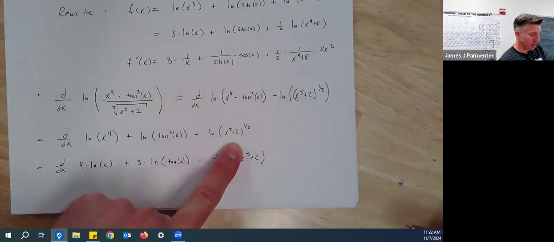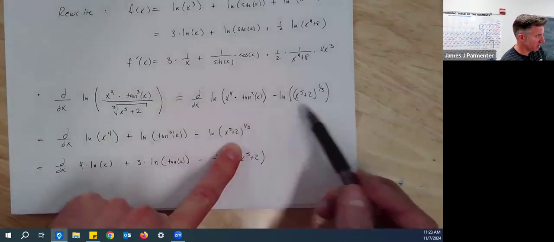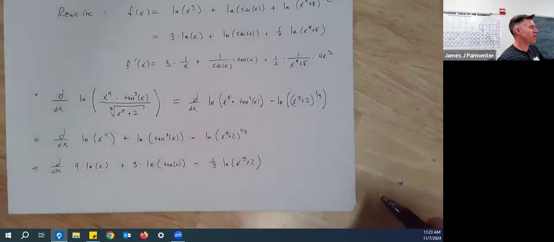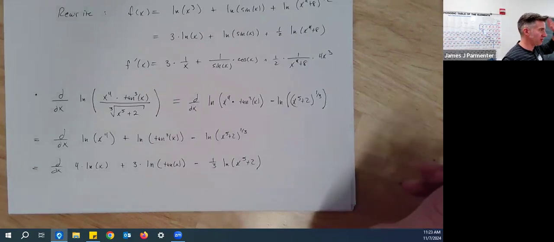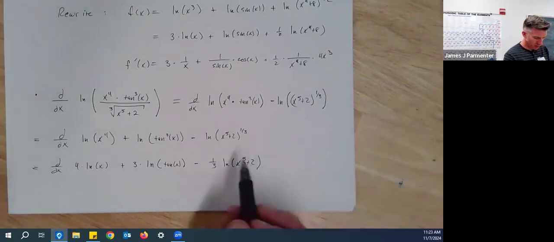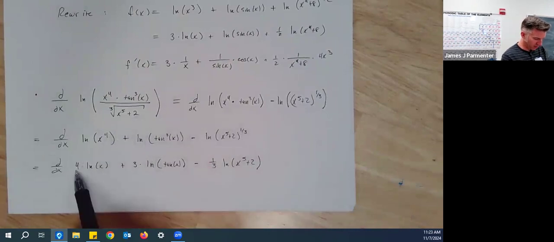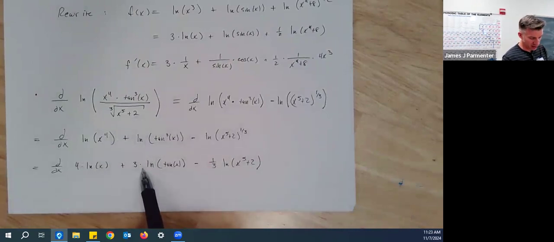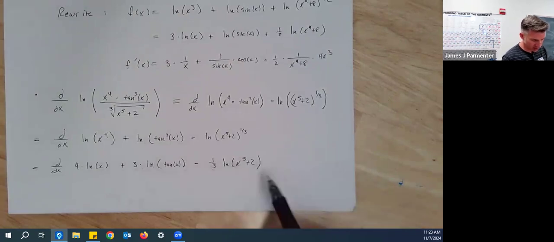Which I think is a step you could totally skip: instead of breaking it up first, just jump straight to saying, oh yeah, all the top factors get positive logs, all the bottom factors get negative logs. And then we bring down the powers, so we get 4 natural log of x plus 3 natural log of tangent of x minus 1/3 natural log of x to the fifth plus 2.